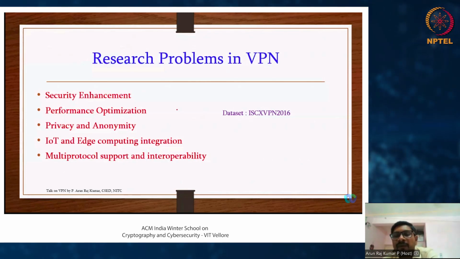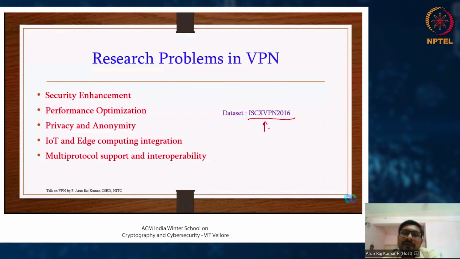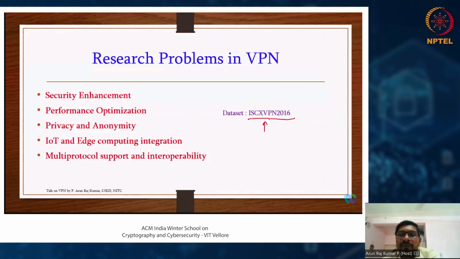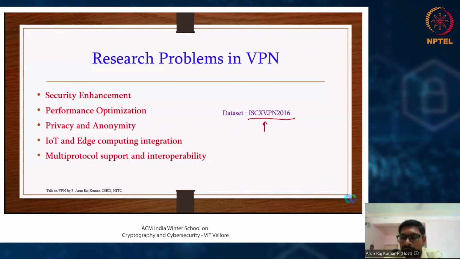So you can see there is a data set which is publicly available. This is also used in many of the research papers published related to VPN. So even if you want, you can download this standard data set and go through the traces of the VPN traffic and apply it for your research.